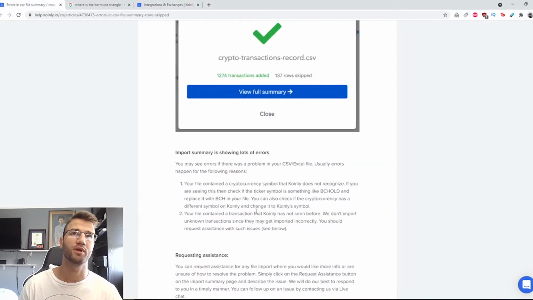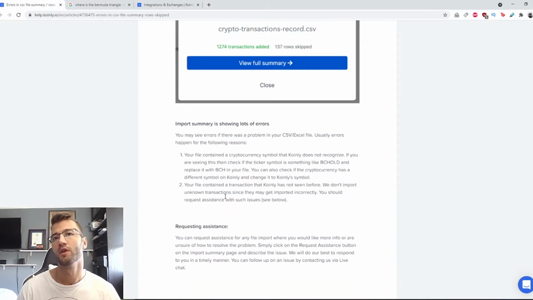But anyways, jumping back into the second problem, your file contained a transaction that Koinly has not seen before. We don't import unknown transactions since they may get imported incorrectly. You should request assistance with such transactions.